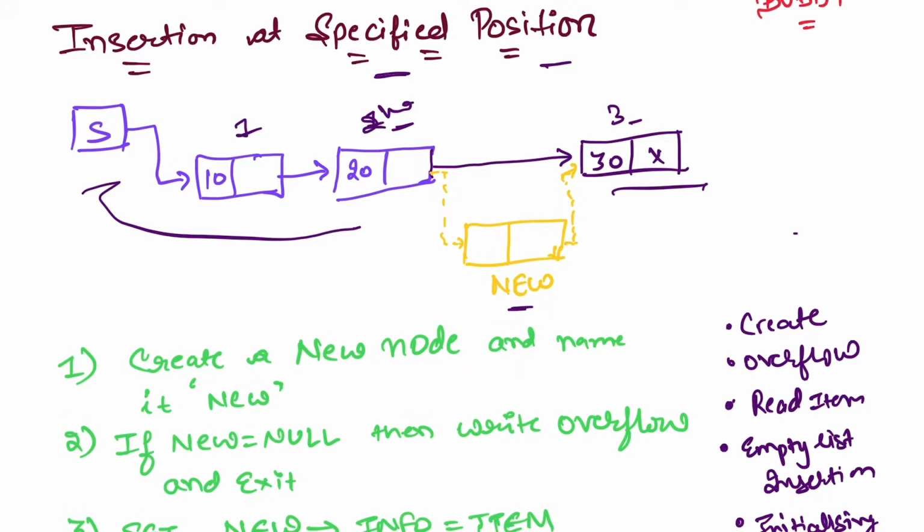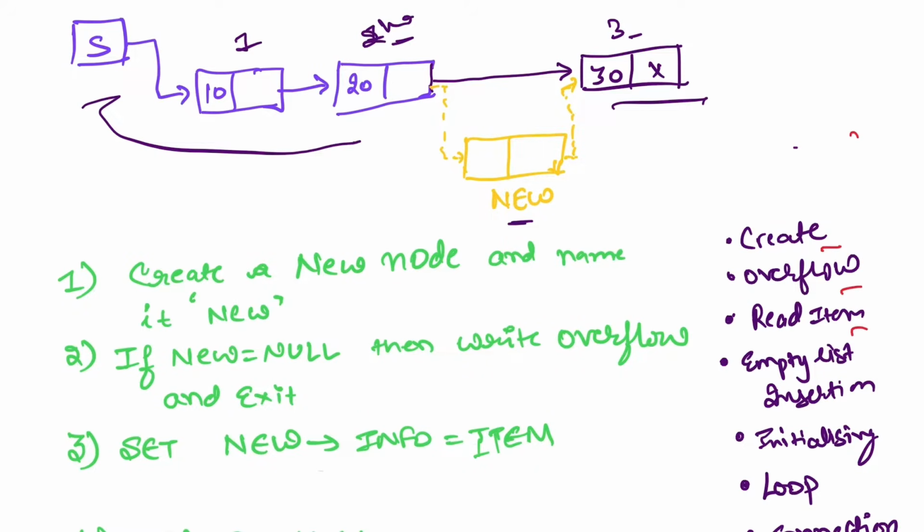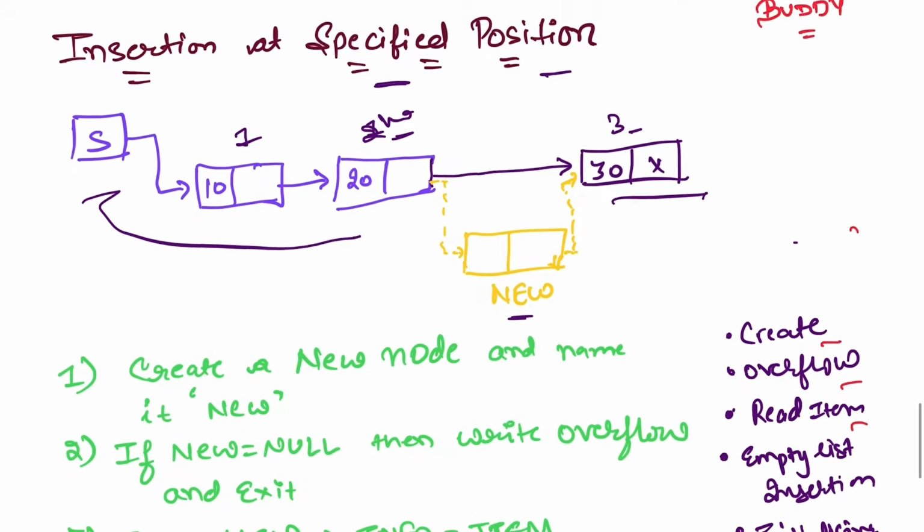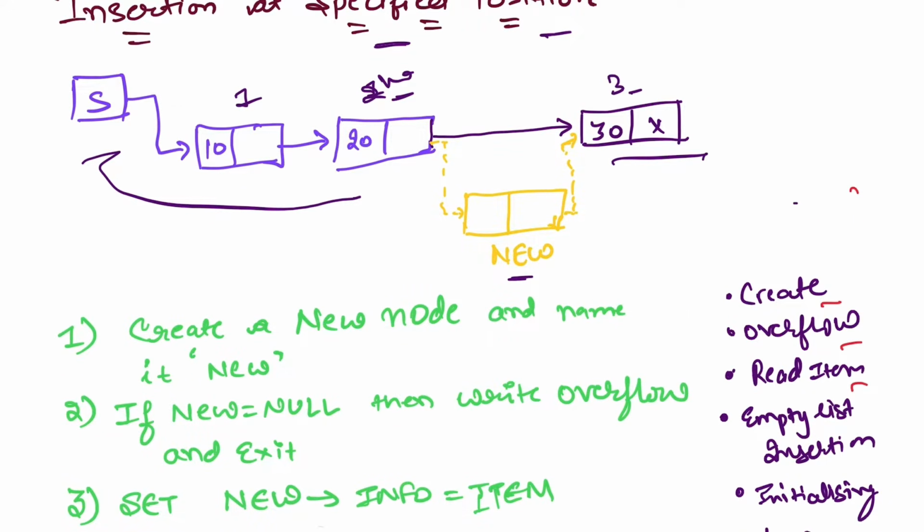This is just a gist of all the steps that we have in the algorithm, so I will explain it to you. When you are doing this insertion, the first thing you will do is create a node, then you will check the overflow condition, then you will read the item whatever you want to have in that new node, then again the empty list insertion.